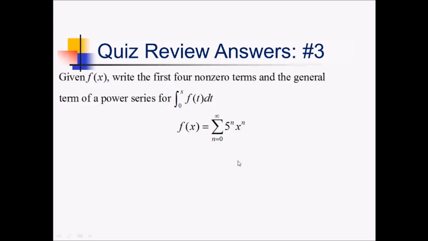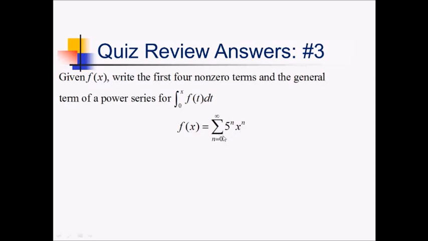For this problem, given this f of x here, they want the first four non-zero terms and the general term of a power series for the integral of f. Okay, so let's write out the original series. Since I'm integrating, I'm just going to need four terms. If I were differentiating, I would probably need 5, but integrating, you don't get anything zeroed out. So let's just do 4 terms for this thing.